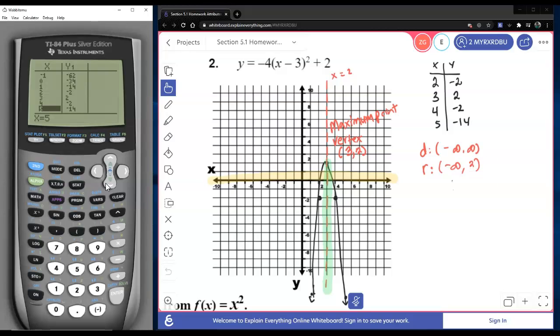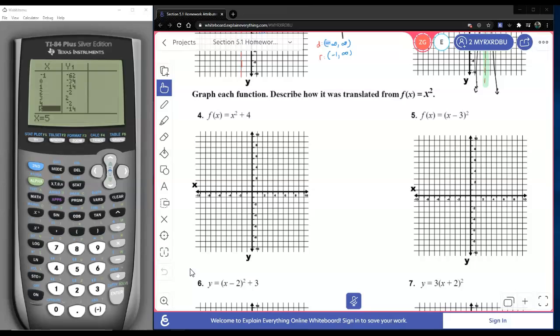So the domain is from -infinity to +infinity. The range is from -infinity to 2. This is the vertex, (3, 2). This is the maximum point. Here is the graph. The y-intercept is when the x value is 0. We notice here that it's (0, -34), and I can't graph it. So I'm just going to write y-intercept (0, -34).